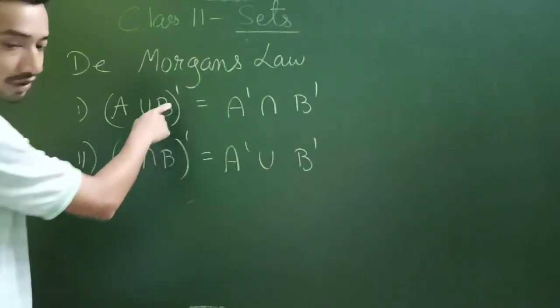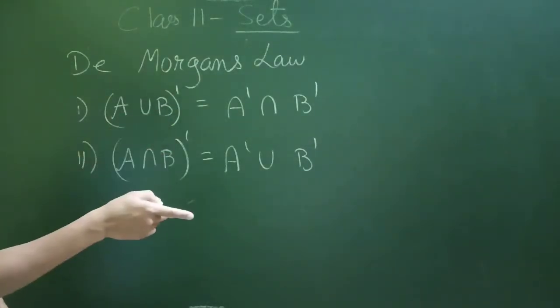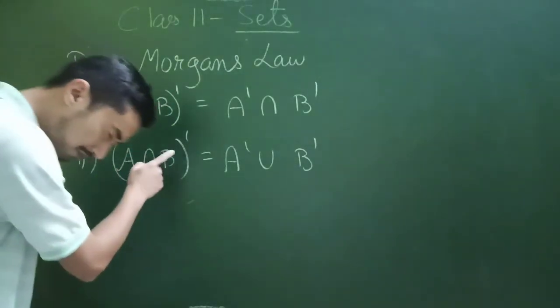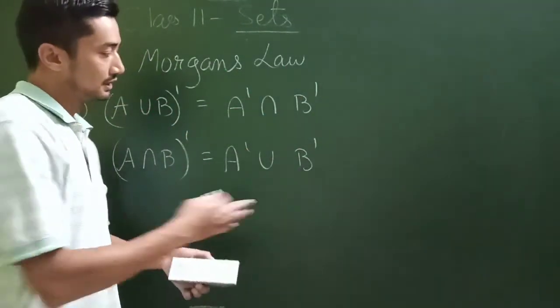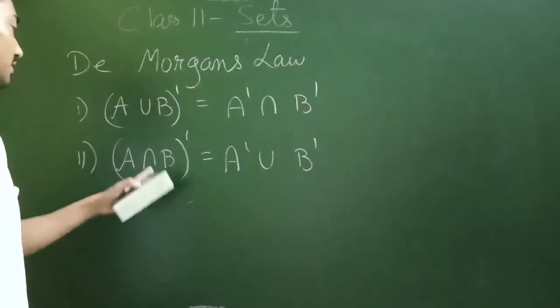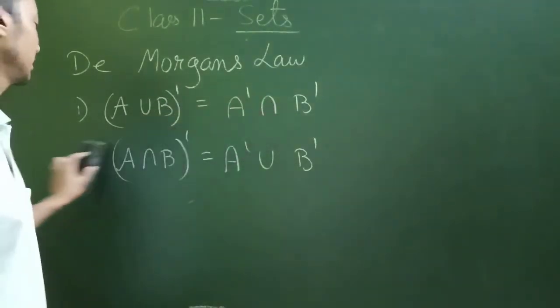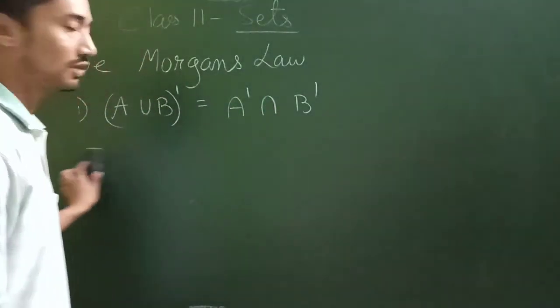Right, (A union B) complement will be A complement intersection B complement. (A intersection B) complement will be A complement union B complement. So when you split, the operation becomes just the reverse. Intersection to union, union to intersection. We will just try to prove the first one.